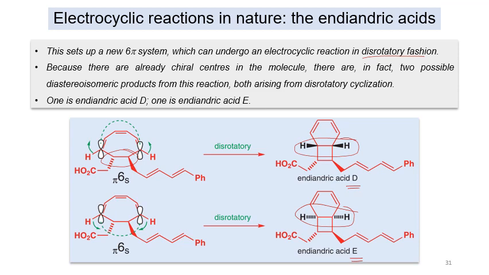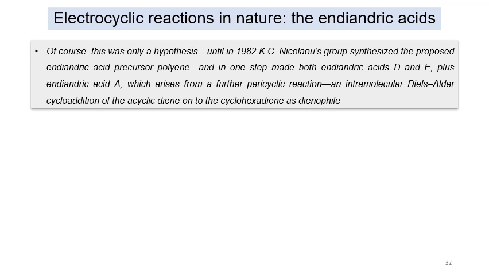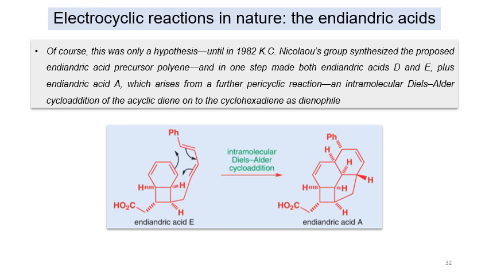Now this was proved by Professor K.C. Nicolaou in 1982 when he synthesized the polyene system and did the ring closure in one step. So he was able to isolate both endiandric acid D as well as endiandric acid E. He then moved further to make endiandric acid A, which, starting with endiandric acid E, you do an intramolecular Diels-Alder cycloaddition to give you this particular highly stereospecific product coming from a 4 plus 2 cycloaddition. So this is a fantastic example of how synthesis can be done involving three pericyclic reactions starting from one particular polyene system.